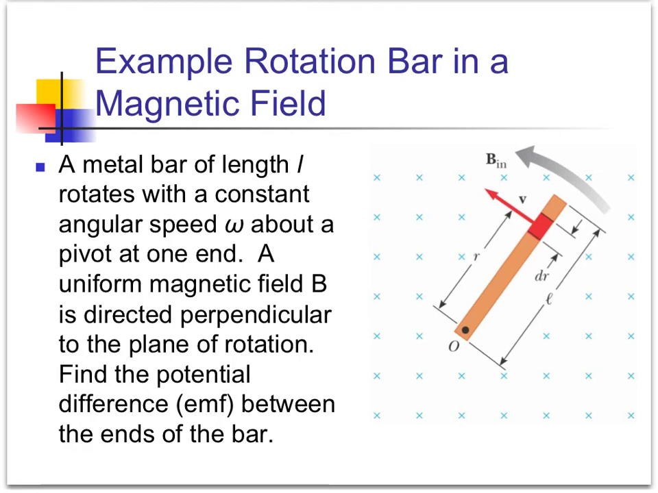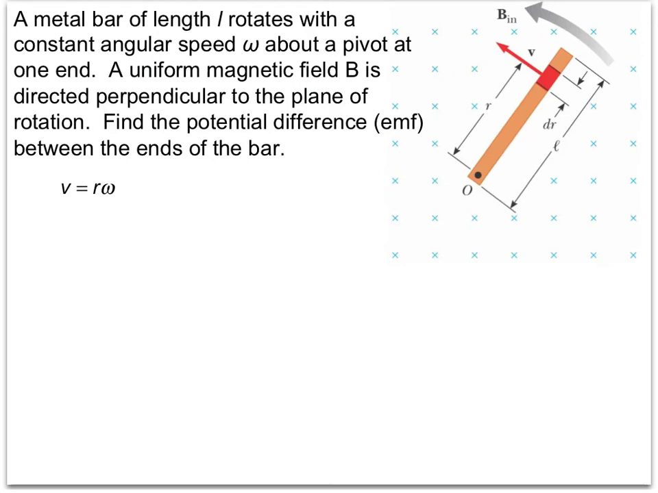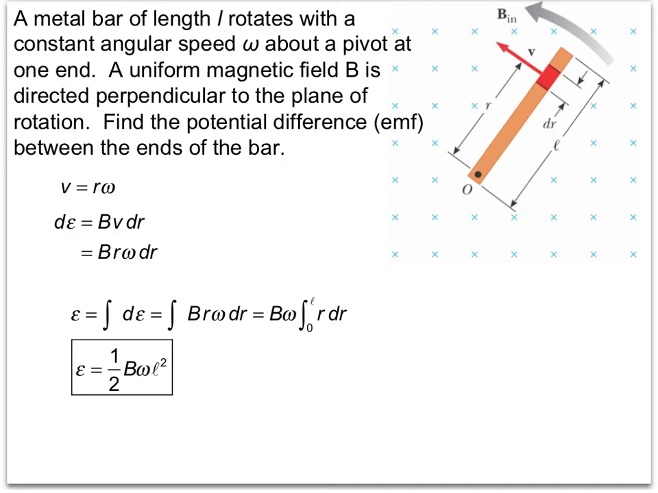Well, the first thing we know is that the velocity at any small part of this bar is r times omega, where r is the distance from the pivot point to the place I'm interested in. So, the little bit of EMF induced along this part of the bar is B v times the length of it, which is dr. But v is r omega, so it's B r omega dr. To get the total EMF along the whole bar, just integrate. So it's the integral of B r omega dr. B and omega are constants, so they come out. And I integrate r dr from 0 to L, the length of the bar. So the EMF of this rotating bar is 1/2 B omega L squared.